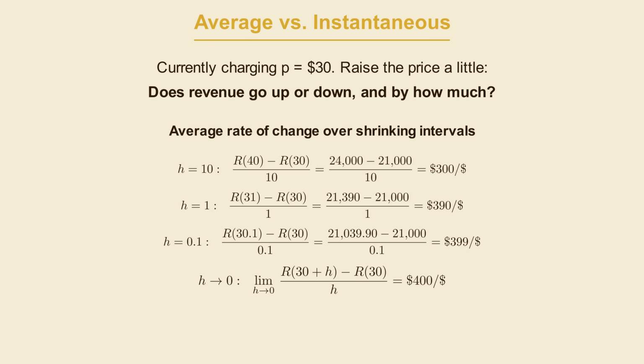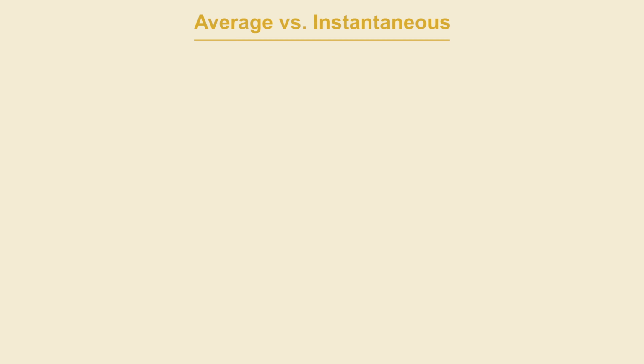And that's the key idea. The derivative is the value that that ratio converges to as the interval shrinks all the way down to zero. The derivative of revenue with respect to price, evaluated at price of 30, is 400. This means that right at a price of $30, every tiny little increase in price adds roughly $400 to the revenue. So let's formalize exactly what we've been doing.